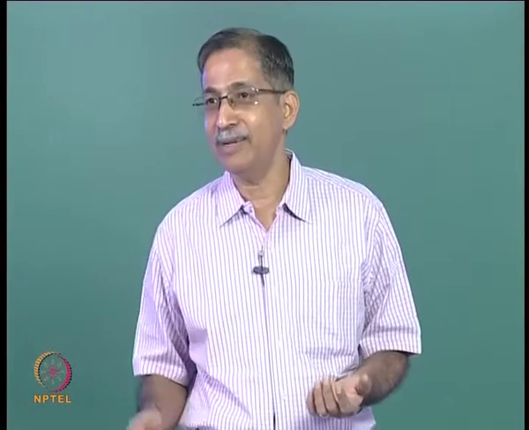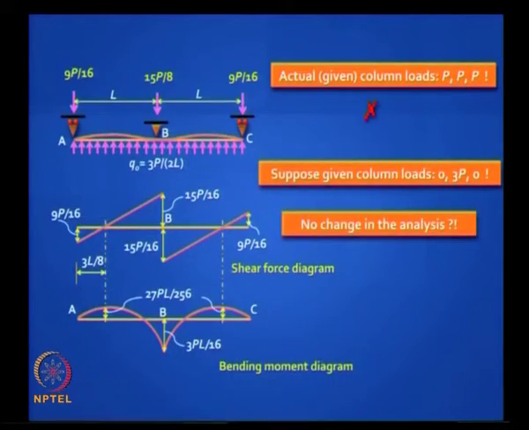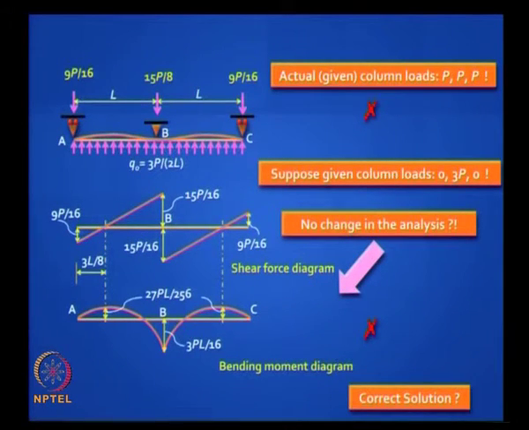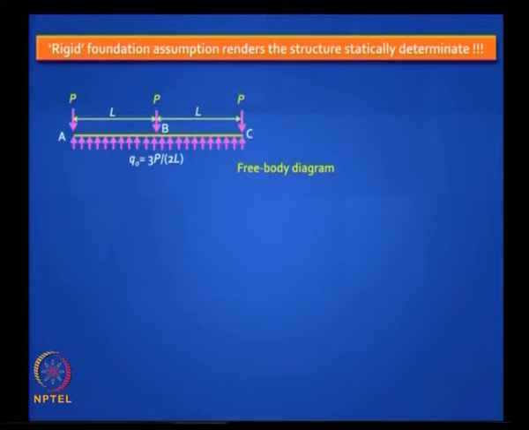Well, the answer is surprisingly easy. The answer is, you do not need to have jumped into the assumption of a two span continuous beam, because the moment you assumed the rigid foundation assumption, you have got a free body which is complete by itself, right. Can't you draw a shear force and bending moment diagram from the free body?